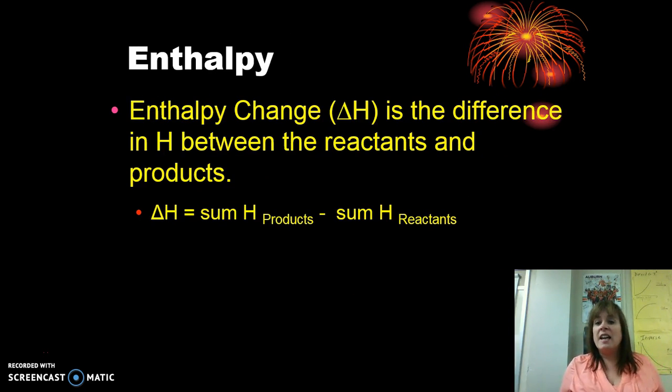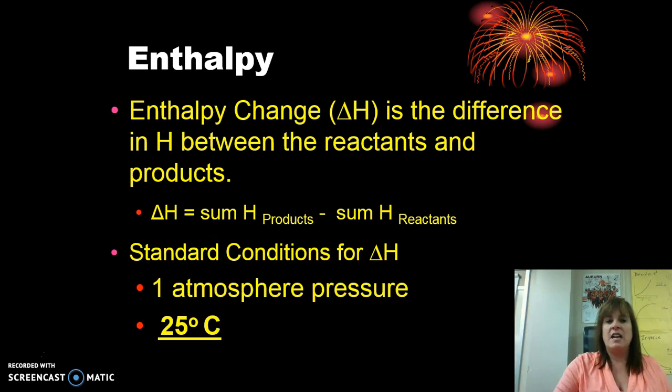Now, we can calculate how much heat is gained or lost in a reaction by doing what's called an enthalpy change, or a delta H. How we calculate that is we take the enthalpy difference between the reactants and the products. On the back page of your homework packet is a table of H values, of enthalpy values. We're going to add up the products, add up the reactants, and take the sum of our products and subtract the sum of our reactants, and that'll tell us the delta H.